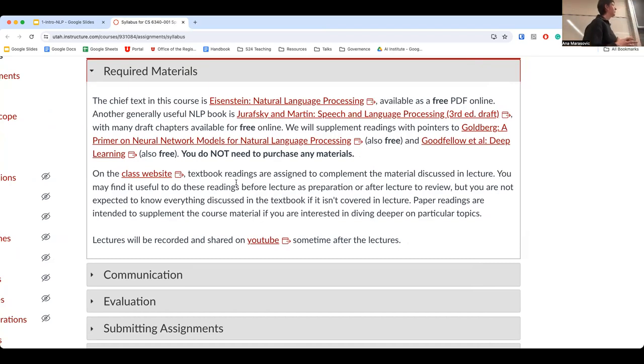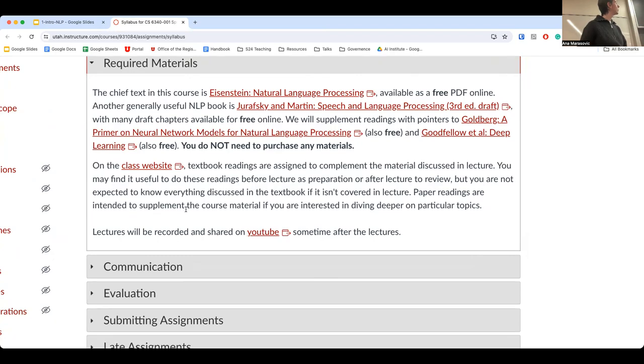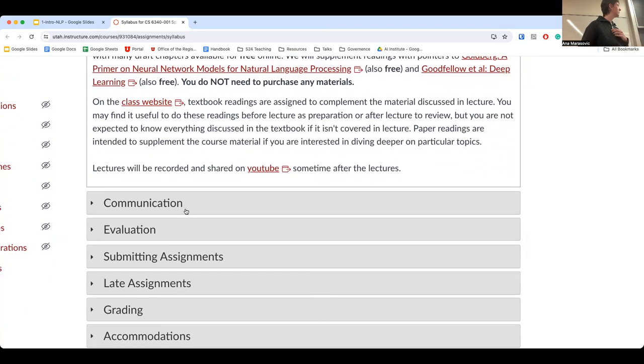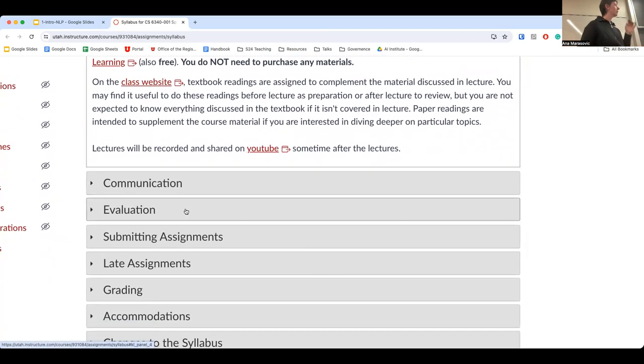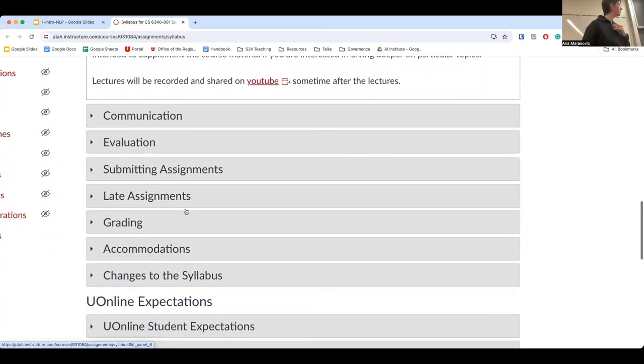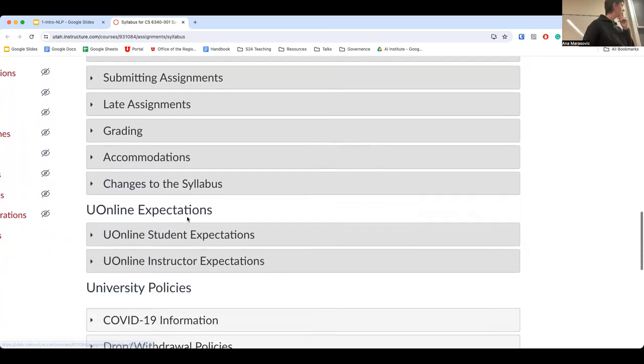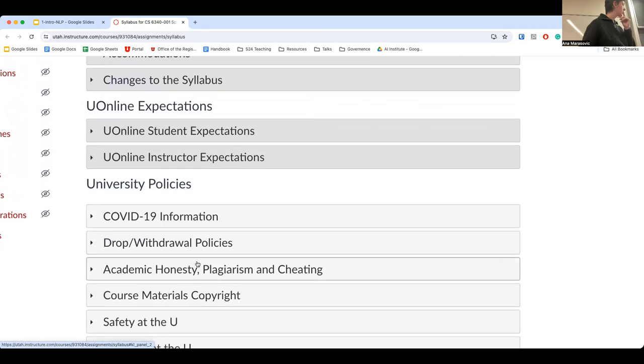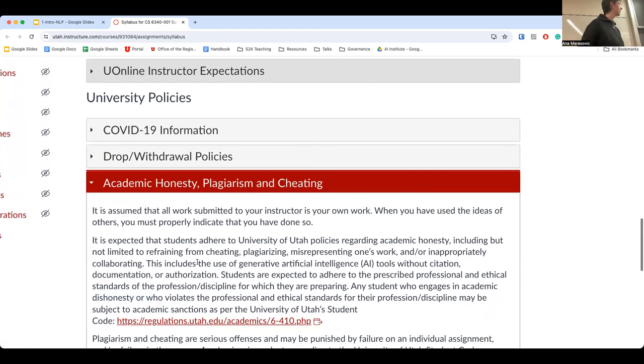There is also a primer on neural network models for natural language processing you might find useful. And then the classic Deep Learning book is really, really great, where again, if you find that something has been rushed, you might find lots of information in this book as well. I'll share all the lecture recordings, which will all be on YouTube. And I think we should also talk about academic honesty.